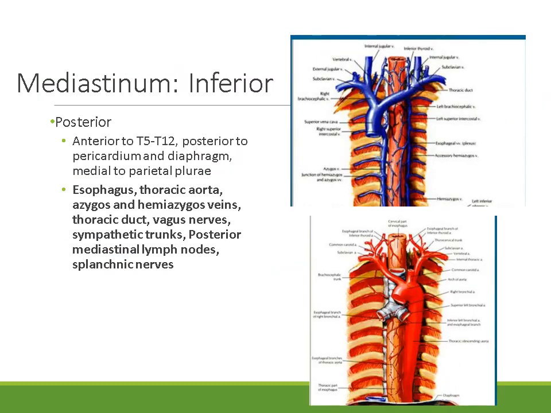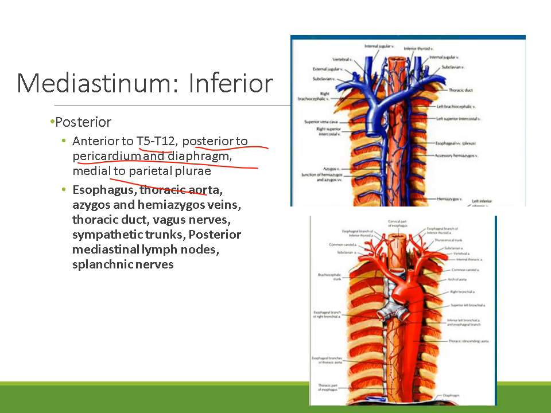The posterior portion of the inferior mediastinum is the area that's located behind the heart and behind the diaphragm. This area is a little bit larger than the front area, so there is a lot of stuff passing through here. This region is anterior to the T5 through T12 vertebra and posterior to the pericardium and the diaphragm. And then, of course, medial to the parietal pleura, right between the lungs.